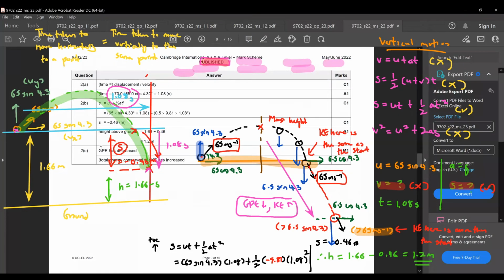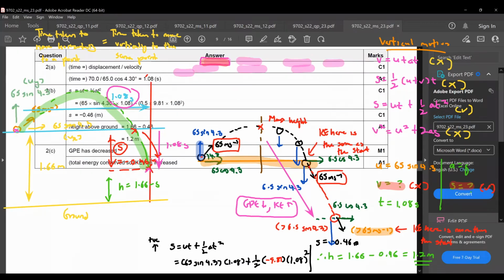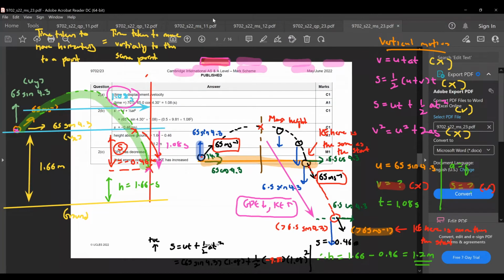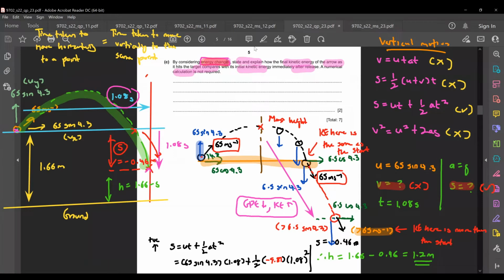Here they told you this: GPE has decreased. Total energy is conserved, therefore KE has increased. Now if you look at this answer, it doesn't really make much sense to you, right? GPE has decreased, total energy conserved, so KE has increased. So if I wanted to write it, I'll probably write it like this now.